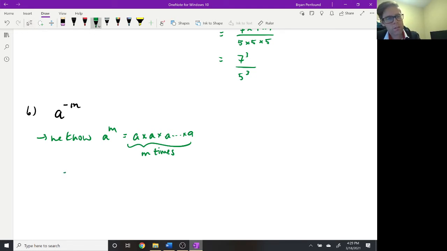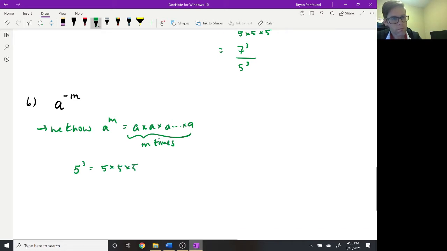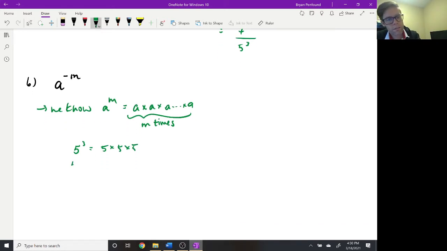So let's think about maybe patterning this one out. So I know, for example, that 5 cubed is 5 times 5 times 5. I know that 5 squared is 5 times 5. I know that 5 to the 1 is 5. I don't know why I put 2 here. This should be 5. And do you guys remember what 5 to the 0 should be? If you don't, you can kind of look at the pattern here.